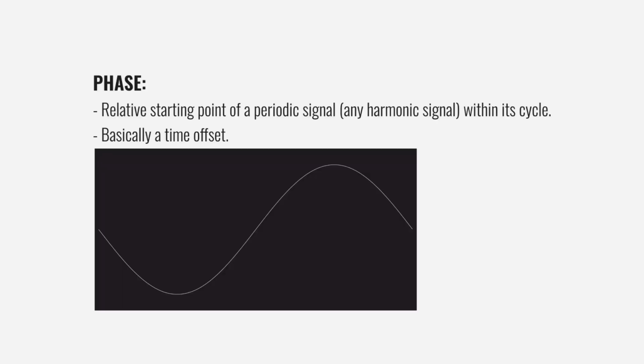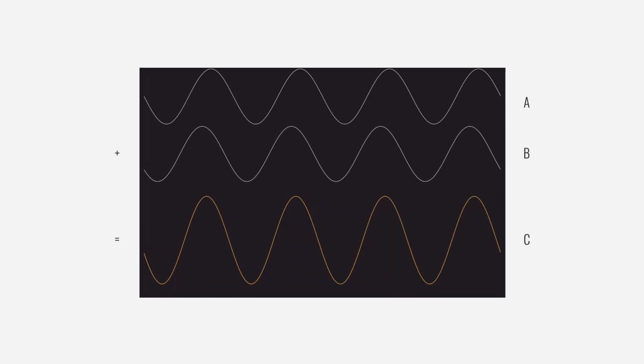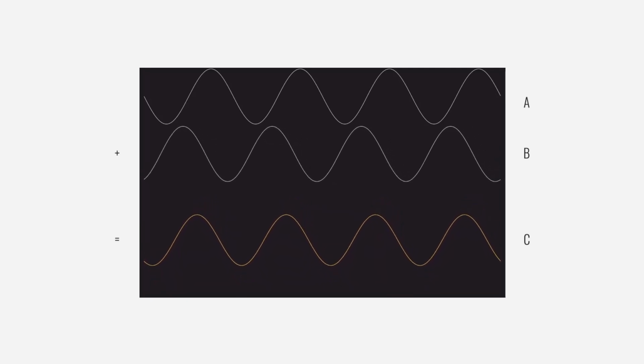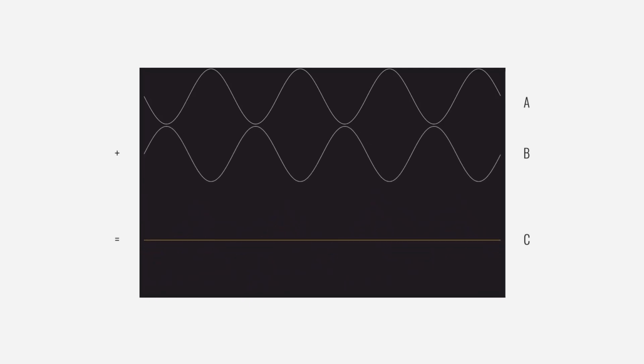But this is where the concept of phase becomes important. Phase describes the relative timing or starting point of a periodic signal within its cycle. If two identical signals are synced in phase, their ups and downs line up perfectly, and the addition results in an amplitude twice as big. If you shift the phase of one of the signals, they start to cancel out. And when you shift them so that the peaks of one signal perfectly line up with the valleys of the other, they in fact cancel out completely, and the result is absolute silence.